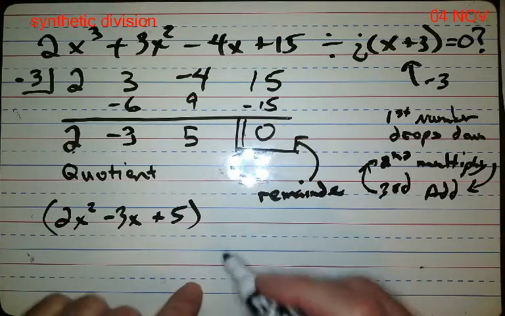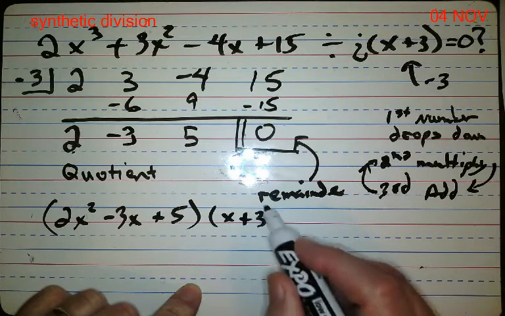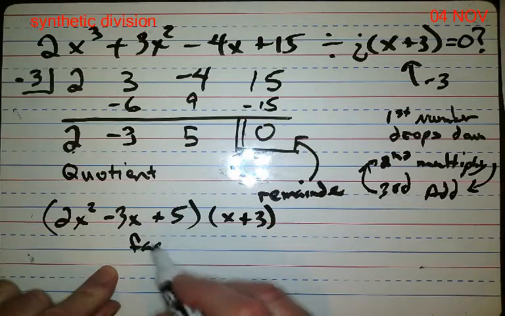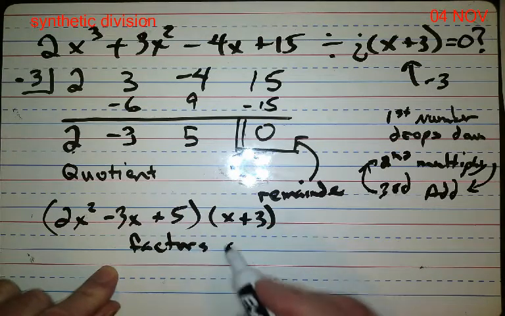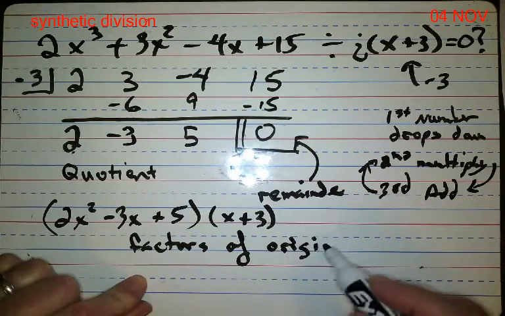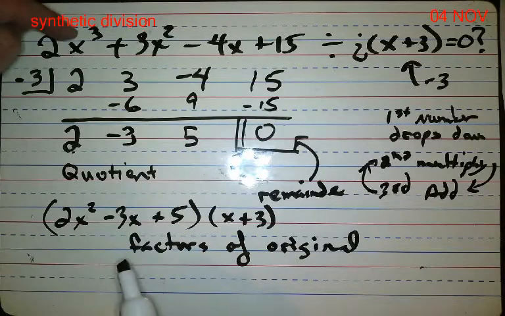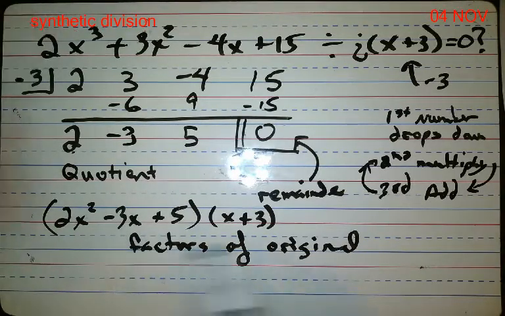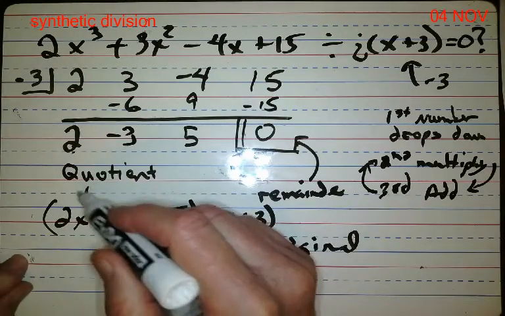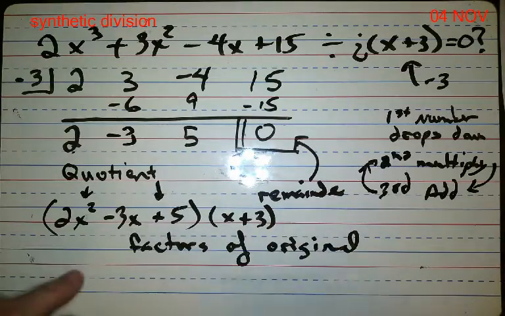Now, when it goes in there evenly, these two polynomials are called the factors of the original. This times this makes that. That's the way division works. So these two are the factors. This by itself is the quotient, just this piece. But when I put the two together, that's the factors.